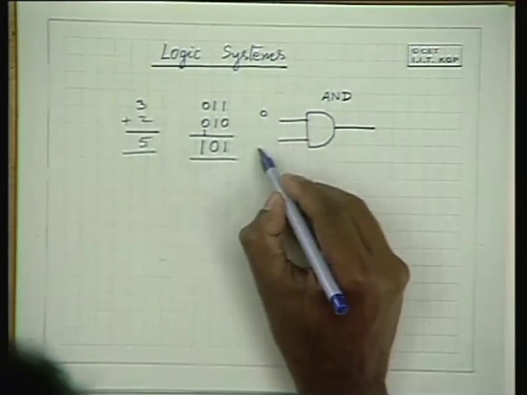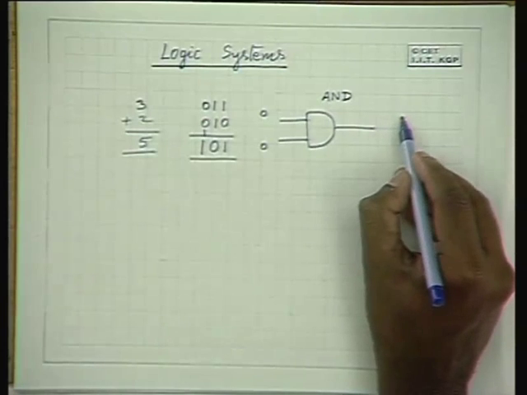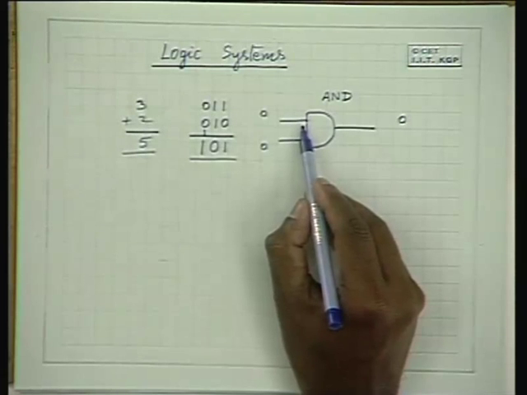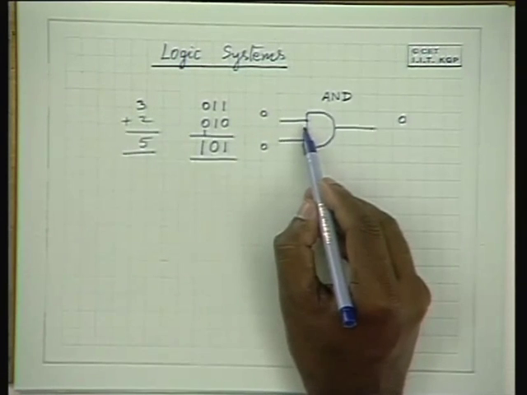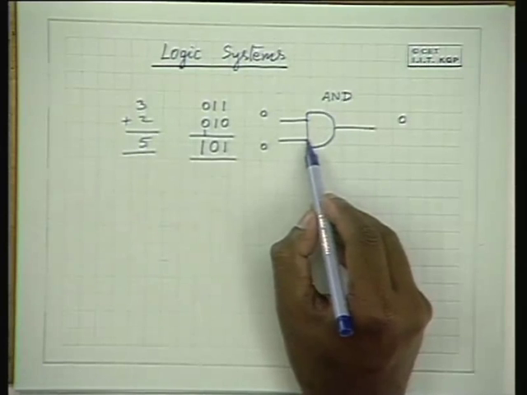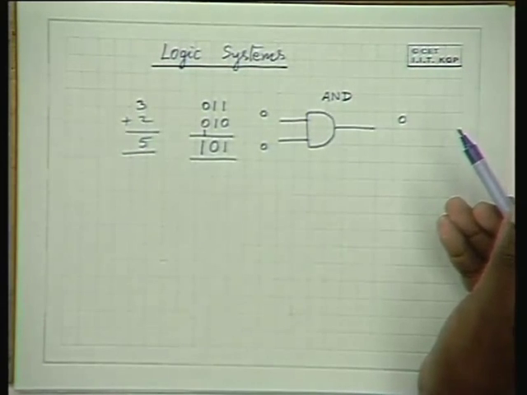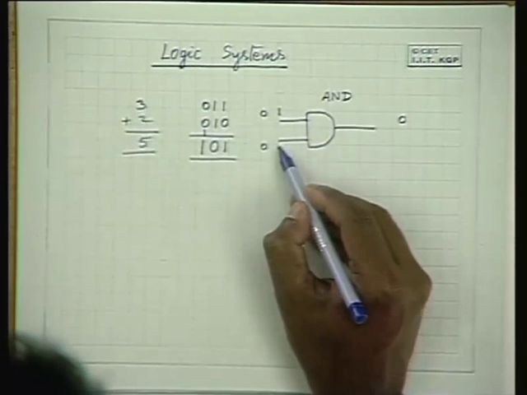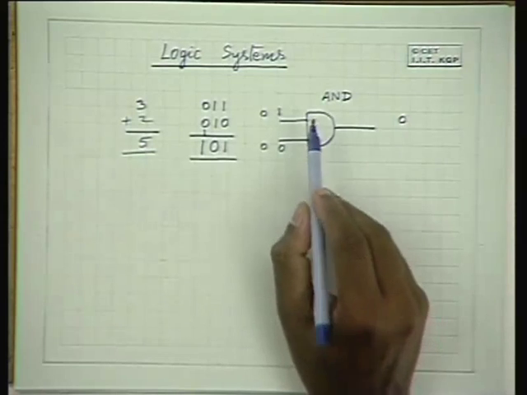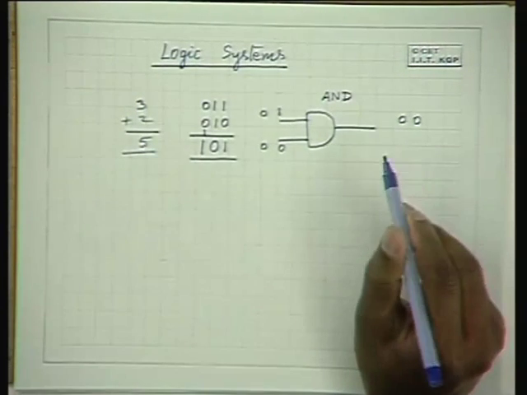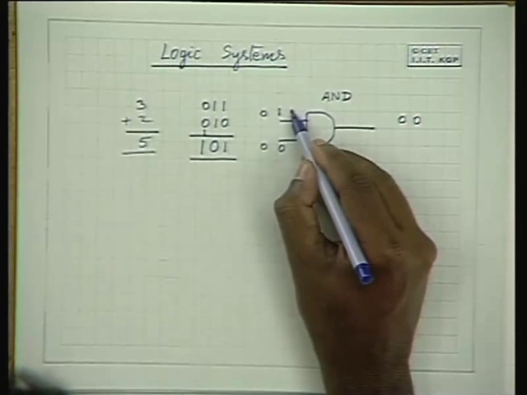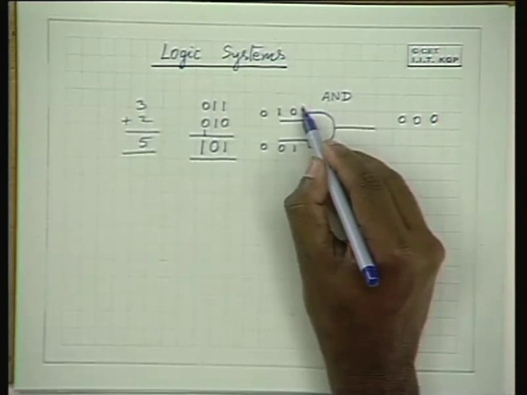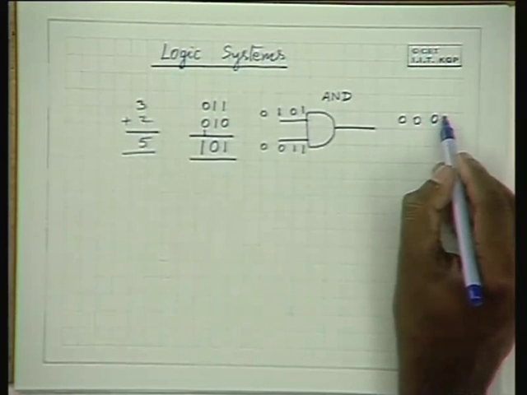If you give 0, 0 as the input, the AND gate gives you a 0. At this input you apply a 0 level, some voltage corresponding to 0 level, and here also you apply 0 level, it will give you 0 level as the output. If you give 1 and a 0, it will give you a 0 as the output. If you give a 0 and 1 instead, also it will give you a 0 output. 1, 1, it gives you a 1 as the output.